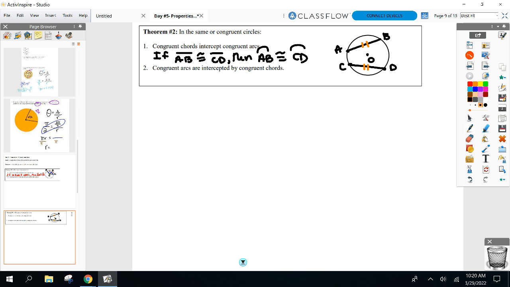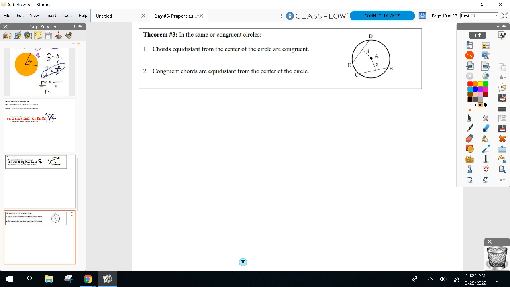Anything before I go in a different direction on these first two? Yeah, just to clarify, when you write the chords, they're just like lines, right? All chords are line segments. That's all they are. I don't need a fancy symbol for chords. It's just a line segment, but it happens to be inside a circle. All right, so for the third one, let's go in a different direction.